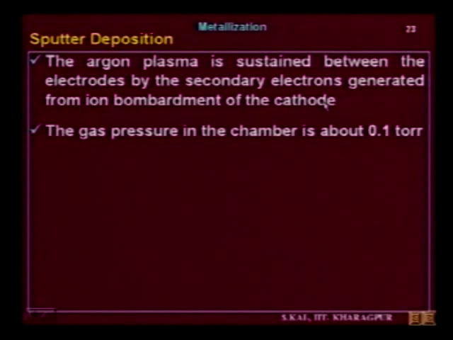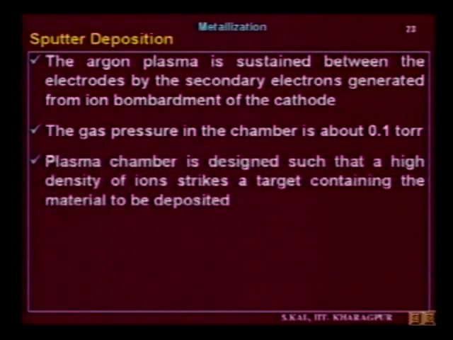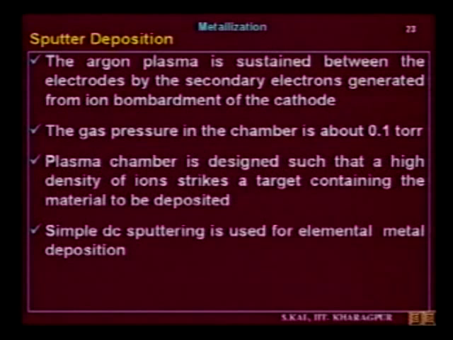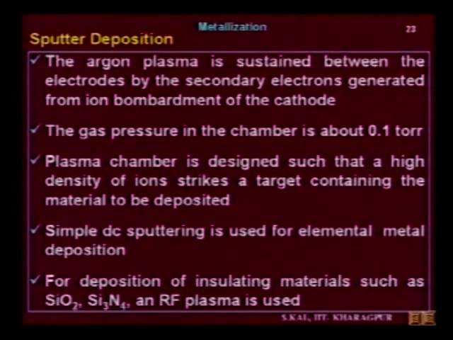Now, the gas pressure in the chamber is maintained at about 0.1 torr. The plasma chamber is designed such that a high density of ions strikes a target containing the material to be deposited. If you increase the ion density, the deposition rate will be more. Simple DC sputtering is used for elemental metal deposition, but if you want a dielectric film to be deposited, then DC sputtering will not do the job. You have to go for RF sputtering. For deposition of insulating material such as silicon dioxide and silicon nitride, RF plasma is used. These are the salient features of the sputter deposition technique.